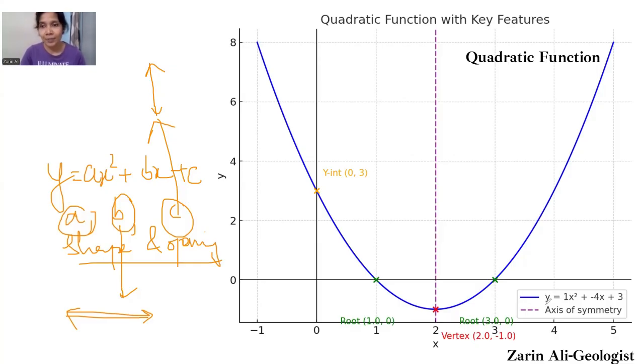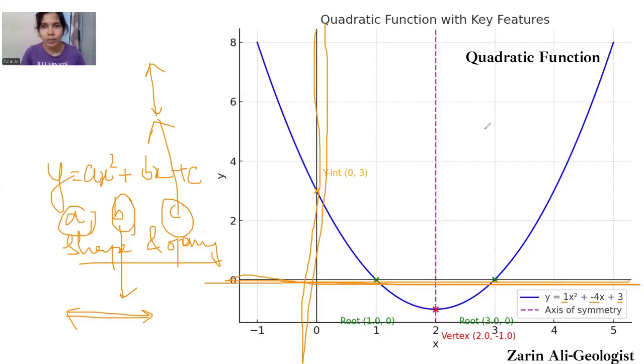Let us take an example. y equals 1x square plus minus 4x plus 3. So here what we know is that the value of A is 1, B is minus 4, C is 3. Now, this is the x-axis that you need to be focusing on. And this is your y-axis that you need to check. So now how should we plot this particular parabola?